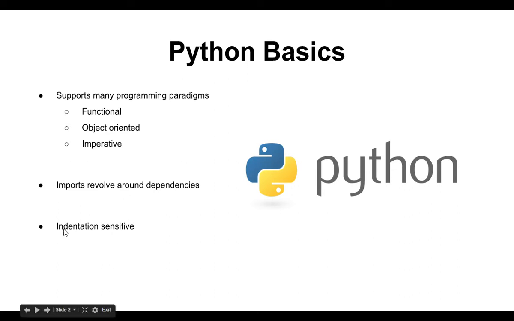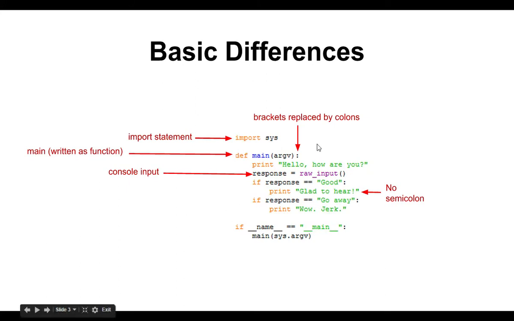And Python's also indentation sensitive. So the basic differences of Python is that brackets are replaced by colons. The import statement is just a basic import with the file name. Main is written as a function in Python, and then console input is just by raw underscore input. And as you can see, there are no declared types that you type in Python, and there are also no semicolons.